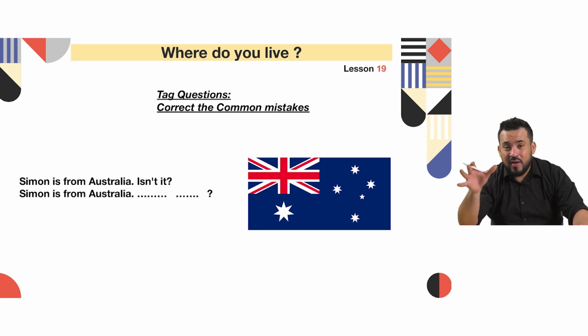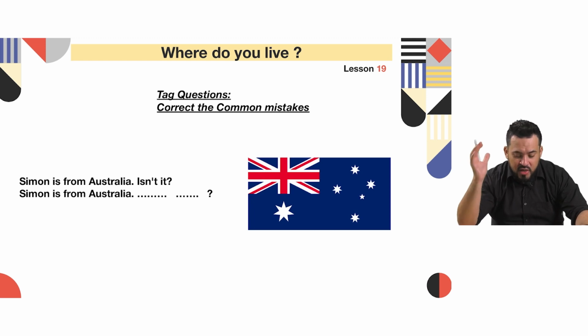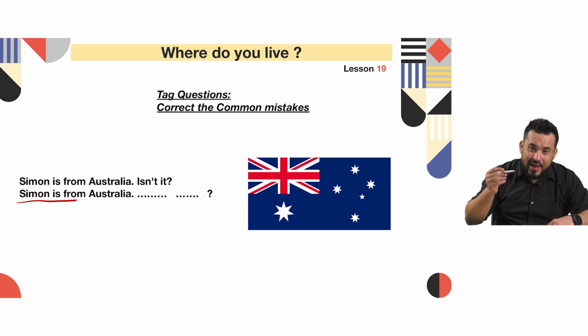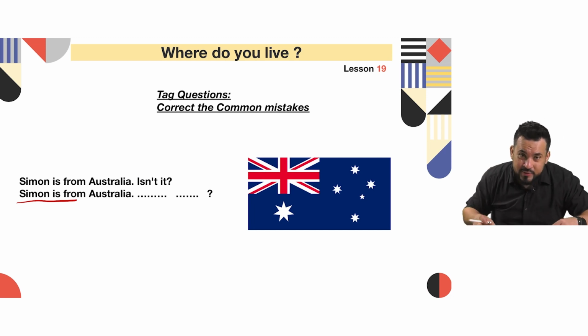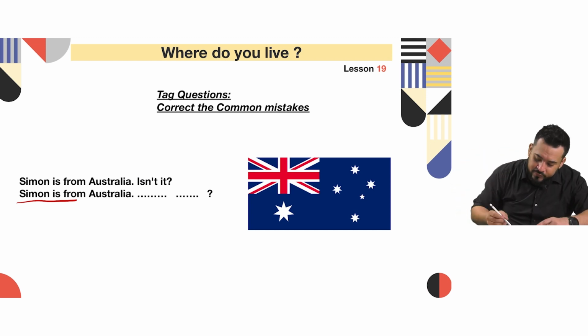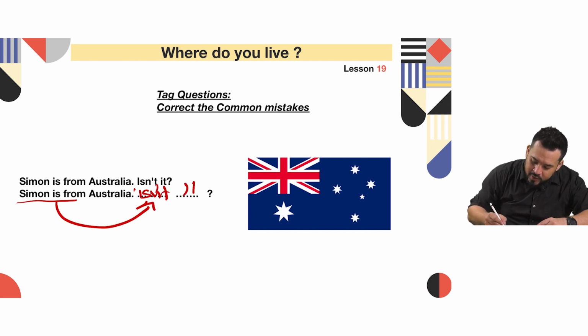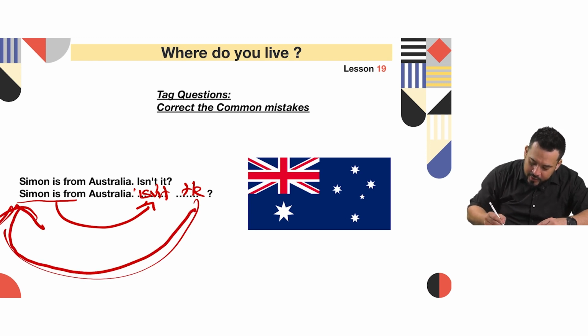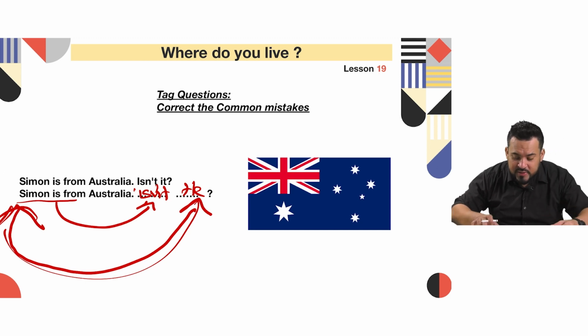Nah, I hear this a lot. This is the most common mistake I hear people make. "Simon is from Australia, isn't it?" No, not "isn't it," because Simon is from Australia. Then, yeah, you can do it: Simon is from Australia, isn't he? Isn't he? Because we are talking about Simon. Simon is a guy, and that is "he," and "is" will become "isn't."